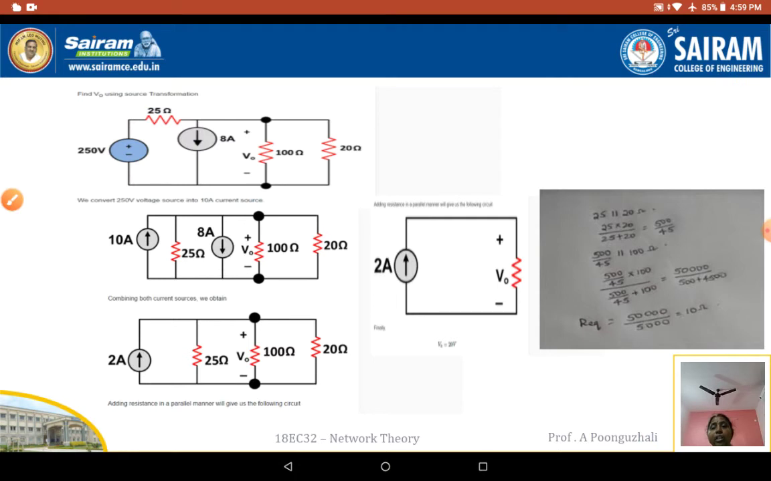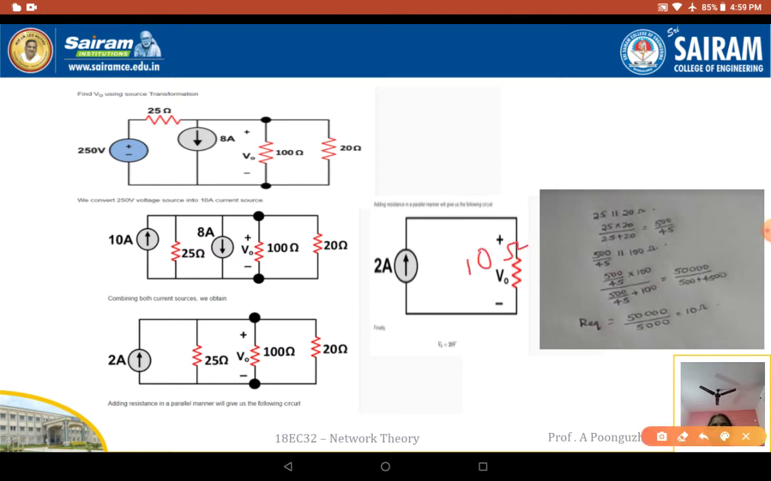So 2 amps. Now we have resistances of 25, 100 and 20 ohms in parallel. First I will find 25 parallel 20, which is 500 by 45. Again, this 500 by 45 in parallel with your 100 ohms is totally 10 ohms. So I will redraw the circuit. It is going to be 2 amps, and your equivalent resistance is going to be 10 ohms.